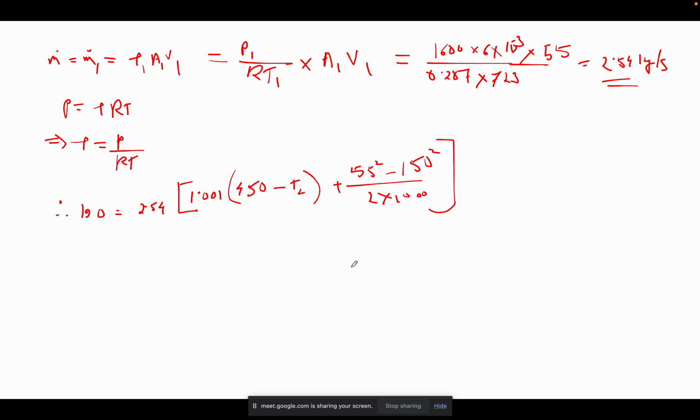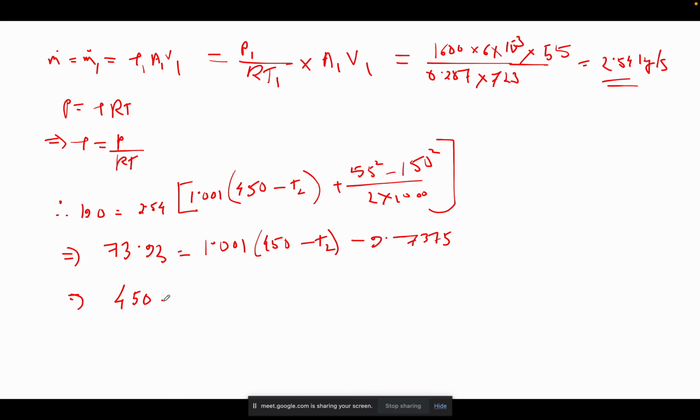Okay, now 190, this will be 73.93 is equals to 1.001 into 450 minus T2, and this will be squared minus 150 squared by 2000 minus 9.7375.